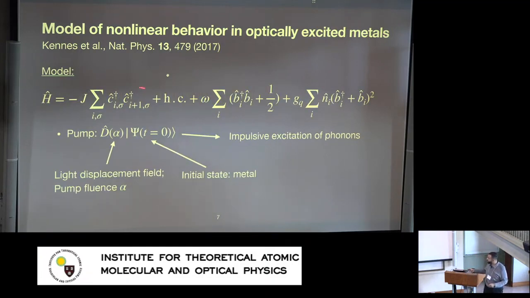Good, so to be more precise, here's the Hamiltonian. I just have itinerant electrons with spin. I have Einstein phonons with some frequency omega, and this is the nonlinear coupling. And I'm going to take a half-filled chain. I'm going to take an initial state that's metallic.